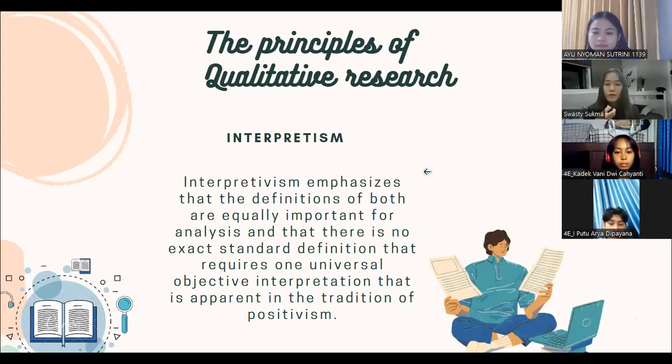The second principle of qualitative research is interpretivism. Interpretivism emphasizes that the definitions of both are equally important for analysis and that there is no exact standard definition that requires one universal objective interpretation, which is apparent in the tradition of positivism. The underlying idea of the interpretivist approach is that the researcher is part of the research, interprets data, and as such can never be fully objective and removed from the research.